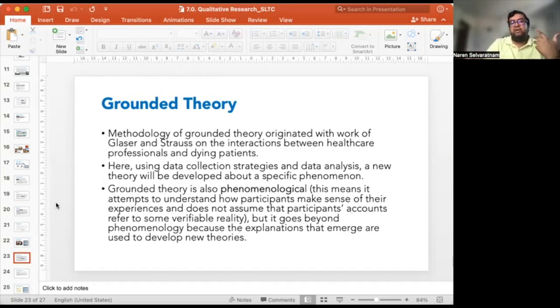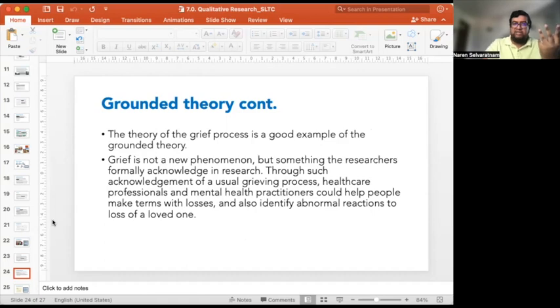Okay, now in phenomenology, I'm not going to make a theory out of it. I explore to understand how they make sense. But here you get this information and then you create a new theory. Now, the theory of grief process is a good example for grounded theory.